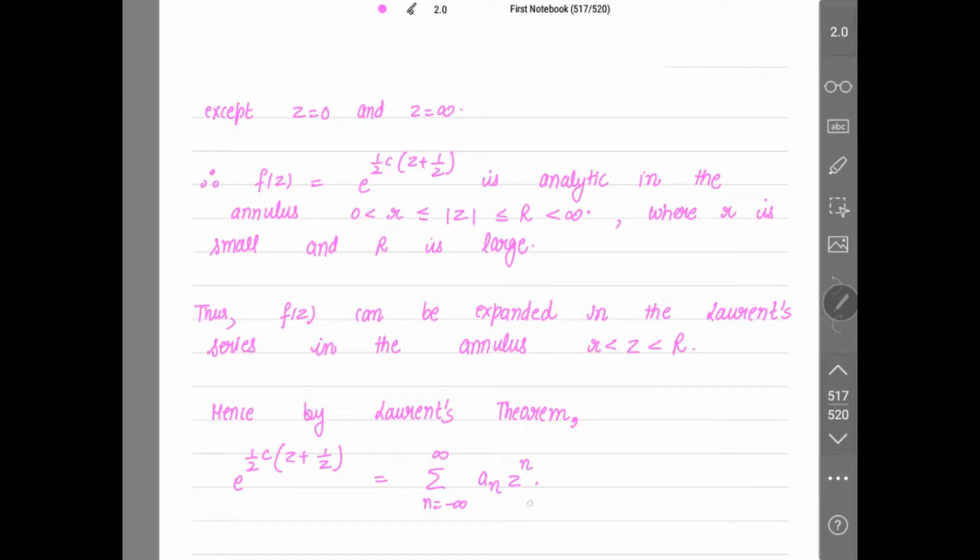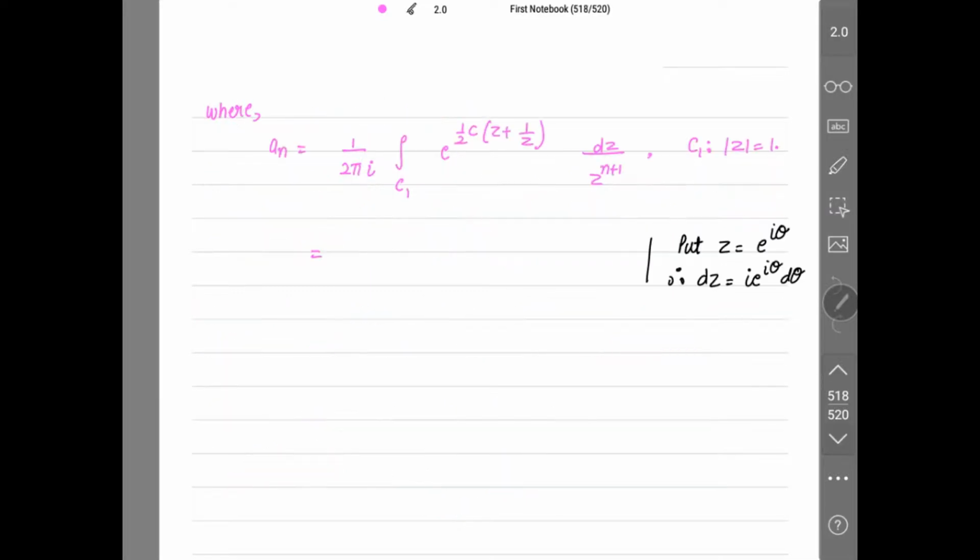Now we need not separate this into two sums, because we need only this. Here aₙ is equal to 1 over 2πi times the integral over C1 of f(z) dz over z to the power n plus 1, and I take my first circle to be centered at 0 with radius 1. Now I put z equal to e to the power iθ, which is in polar form, and dz comes out to be i e to the power iθ dθ.